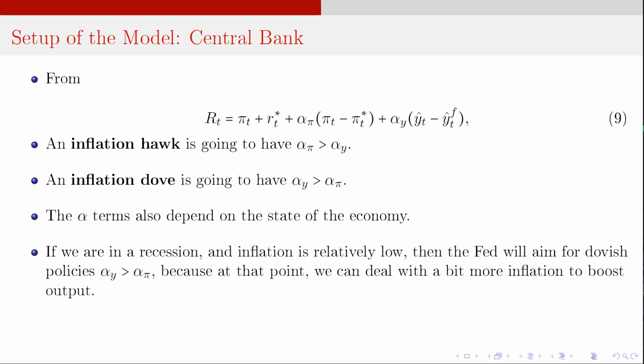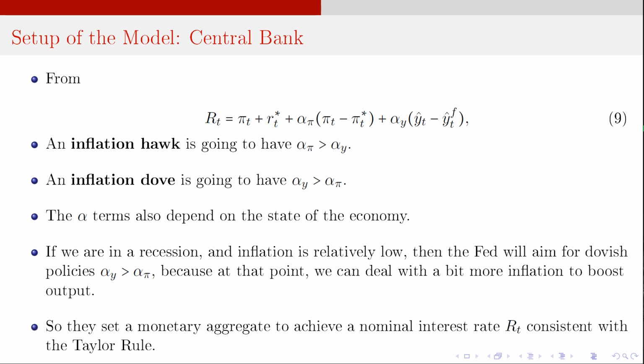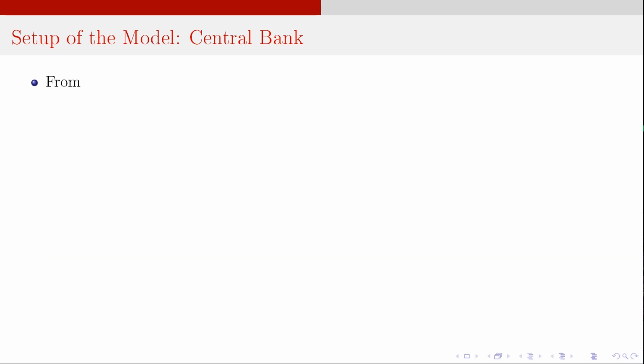Now, if we're in a recession and inflation's relatively low, then the Fed's going to aim for more dovish policies, because at that point we can deal with a little bit more inflation in order to boost output. So these alpha terms can really be thought of as depending on the state of the economy. So there's a state dependence going on. Of course, as we see here, there's no T subscript in either of the alpha terms, but things can be tweaked within the model to allow for a more state-dependent outcome here. So what the Fed will actually do is set a monetary aggregate to achieve a nominal interest rate RT that's consistent with the Taylor rule.